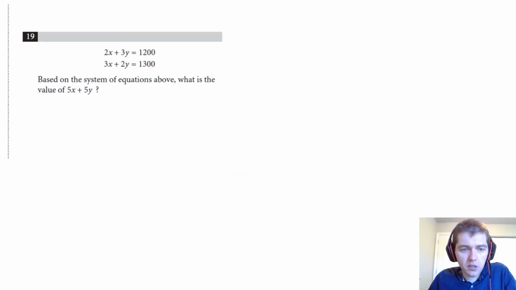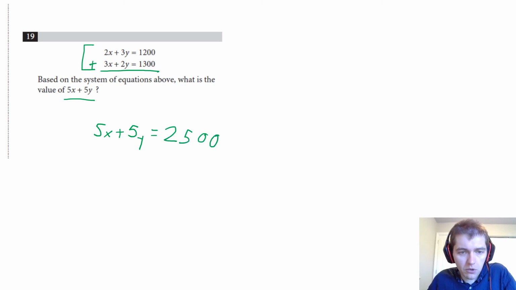Problem 19, based on the system of equations above, what is the value of 5x plus 5y? What they're looking for you to recognize is some of the arithmetic you can do on systems of equations, which means you can just take these two equations and add them together and add each like term together. And for this one, they make it really easy for you because 2x plus 3x is equal to 5x, plus 3y plus 2y is equal to 5y, is equal to 2,500. And what they're asking for is the value of 5x plus 5y, so you can go ahead and bubble in 2,500.